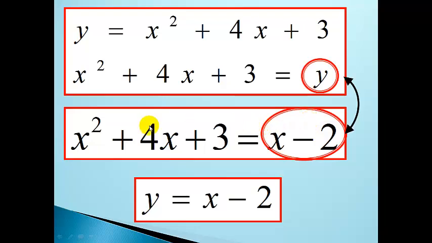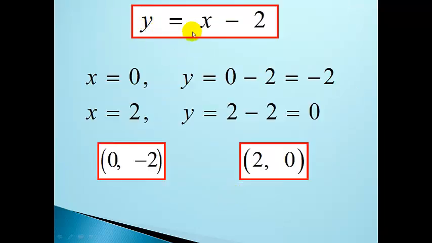Now, when we compare the left hand side, you can see that everything on the left hand side here is the same thing here. So we now equate y to x minus 2. So y is equal to x minus 2. This is a linear equation. This is a linear relation. Now, with y equals x minus 2, how do we draw the line?